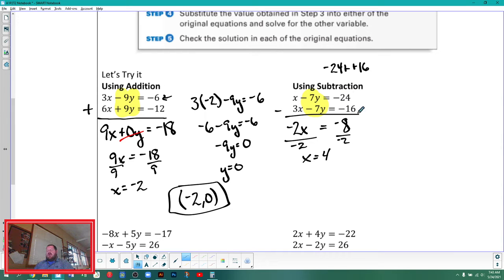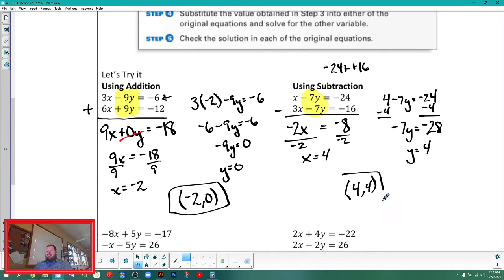Now I need to figure out what y is. And I can choose either equation. Both of them have their ups and downs. I'm going to pick the top one. 4 minus 7y is equal to -24. I'll subtract 4 on both sides. And again, this is the area where the trade-off happens, right? The first one was easier to find. The second one's a little bit harder. -28 dividing by 7 gives me y is equal to 4. So I get that these two lines cross at 4, 4.